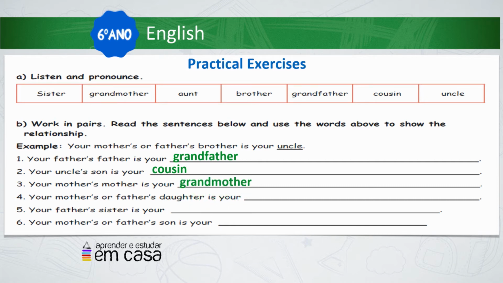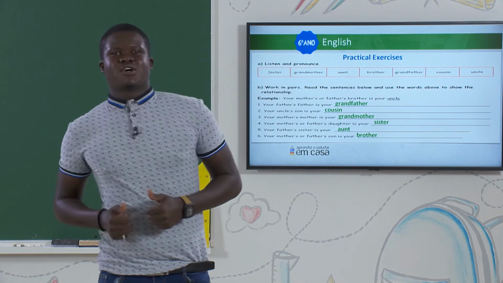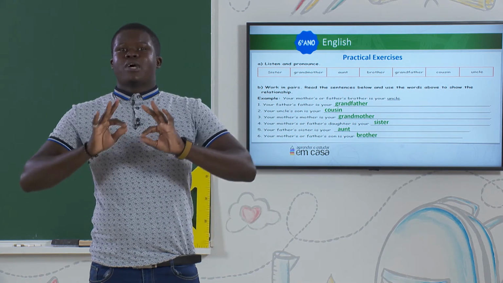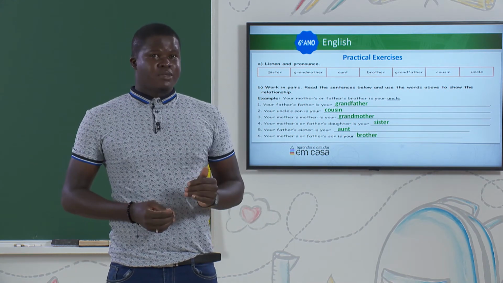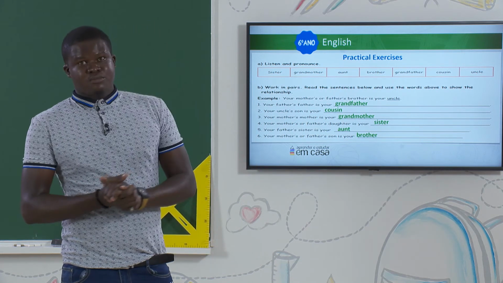3, your mother's mother is your grandmother. Okay? Then we have, your mother's or father's daughter is your sister. Okay? Good. Your father's sister is your aunt. And the last one, your mother's or father's son is your brother. Very good. Great job. Okay, now we have learned the vocabulary and types of family, and we have done some exercises.